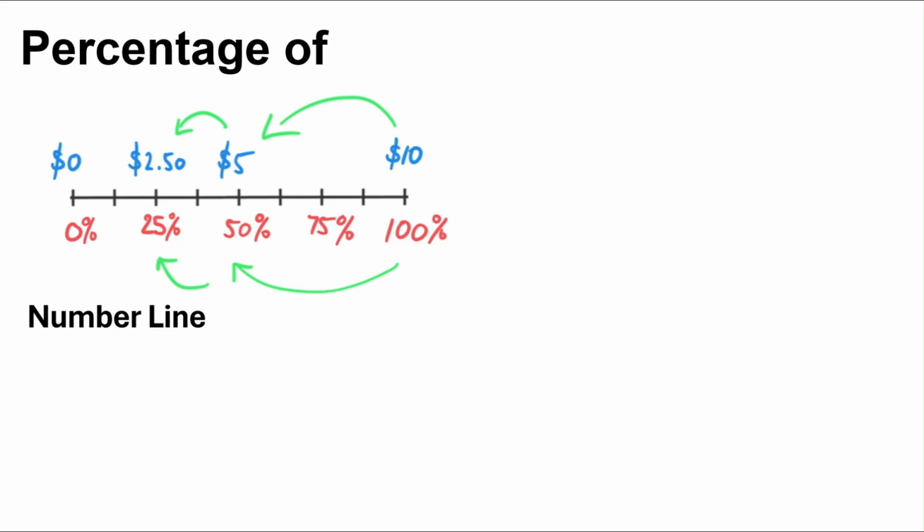I also like to put into my number line what is 5% and what is 10%. Because generally, if you have 50%, 5%, and 10%, you can generally work out a percentage of from those pieces of information. So for example, if 100% is $10, 10% must be $1. Therefore, 10% of $10 is $1.